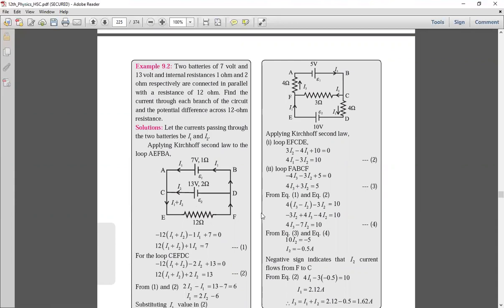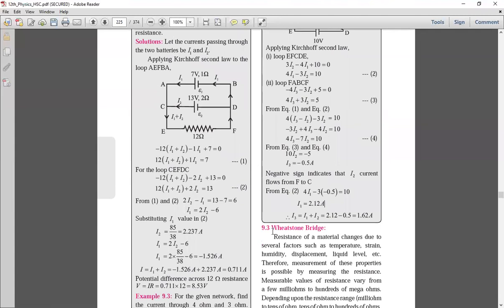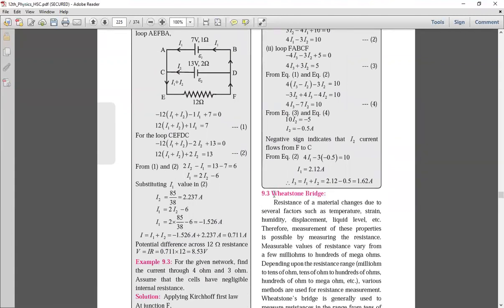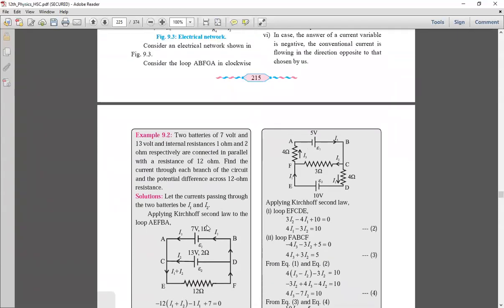In the next lecture we are going to understand what Wheatstone's bridge is and why it is used. This Wheatstone bridge will require the knowledge of both these laws, Kirchhoff's first law and Kirchhoff's second law. Okay, thank you.